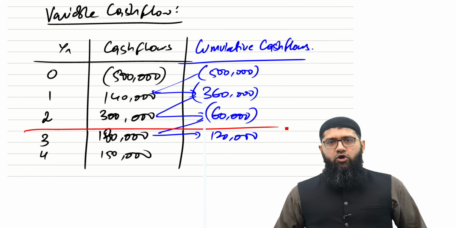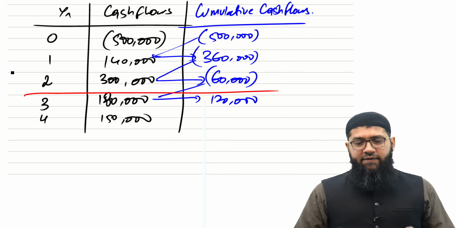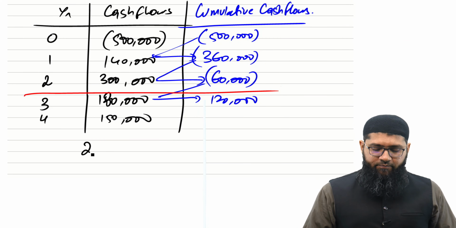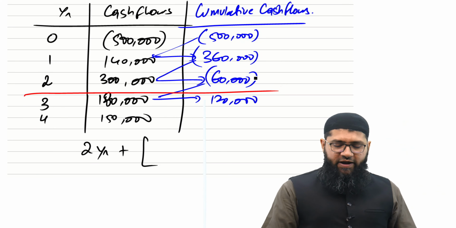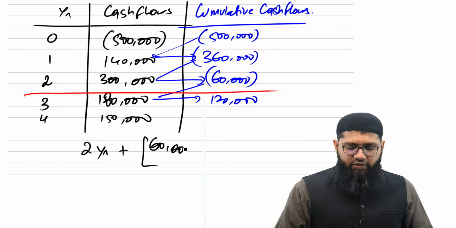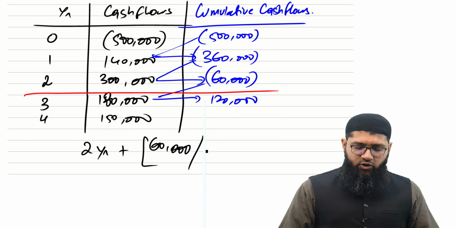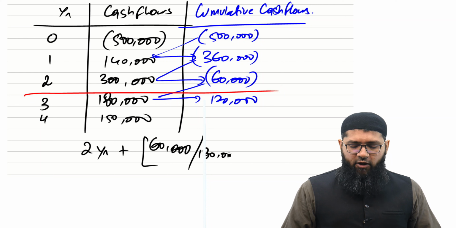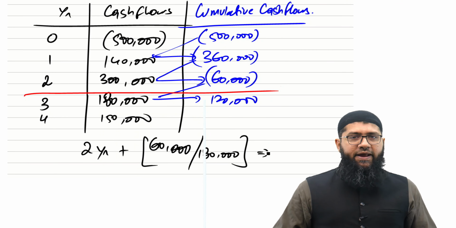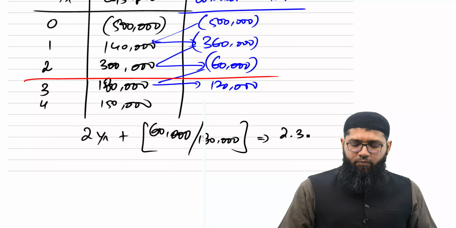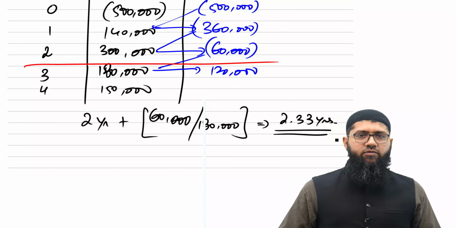So how are we going to be calculating the payback? We would say it's 2 years plus, how much is the outstanding cash flow? It's 60,000 is the outstanding cash flow that is to be recovered at the end of year 2, divided by 180,000, which is the year 3 cash flow that's going to arise. So resultingly, you would have 2.33 years. I repeat, you would have 2.33 years, right?